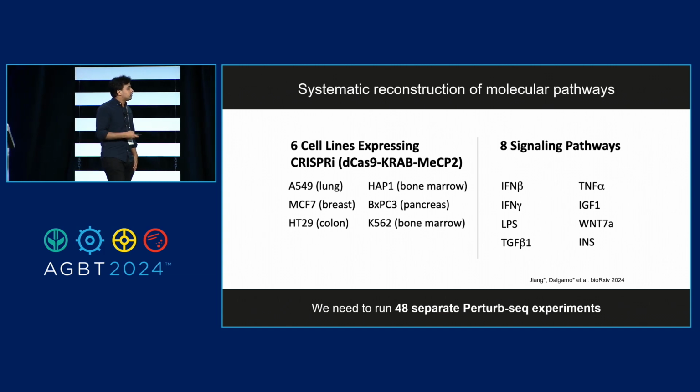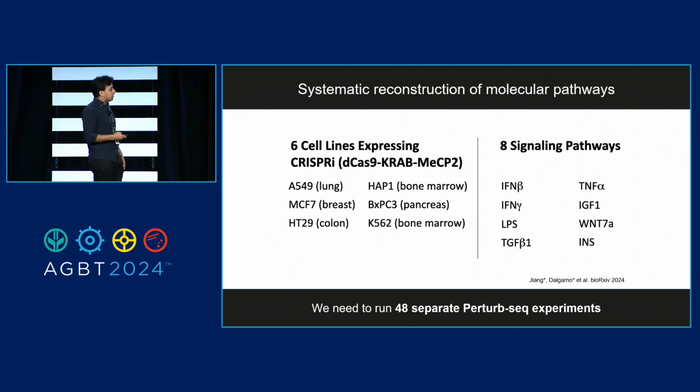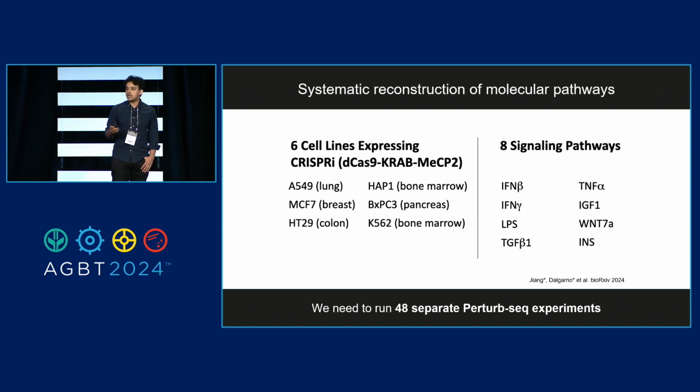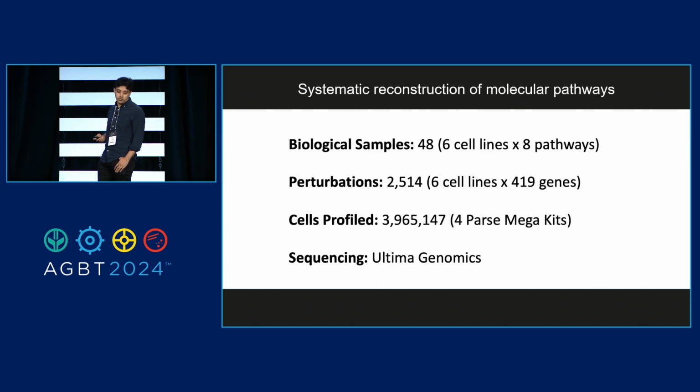In the experiment I'll tell you about today, we took 6 cell lines across different human tissues, and we exposed them to 8 different signaling pathways. This is a combinatorial matrix. So we generated 48 different biological samples, and in each one of those, we did Perturb-seq. We didn't do genome-wide Perturb-seq in each one of these cases. We focused on signaling regulators. But this is a large data set, which we generated a couple of years ago. This was by far the most scalable project that we had looked at.